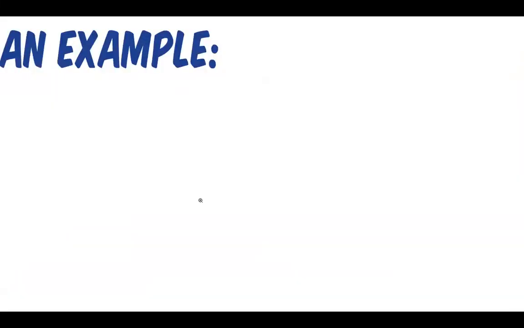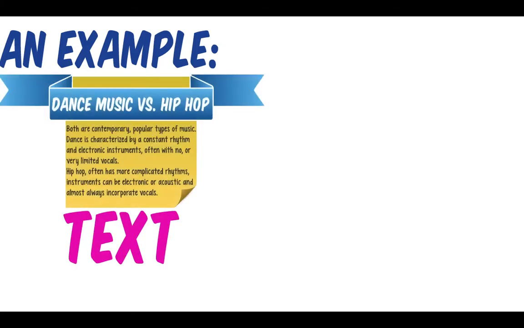Let's take a look at an example of the way that this item might be constructed and the way that the text and the lecture integrate. This is something that I just invented that will help us to see these relationships. So obviously you start out with the text, and here is this example. Dance music versus hip hop. Both are contemporary, popular types of music.